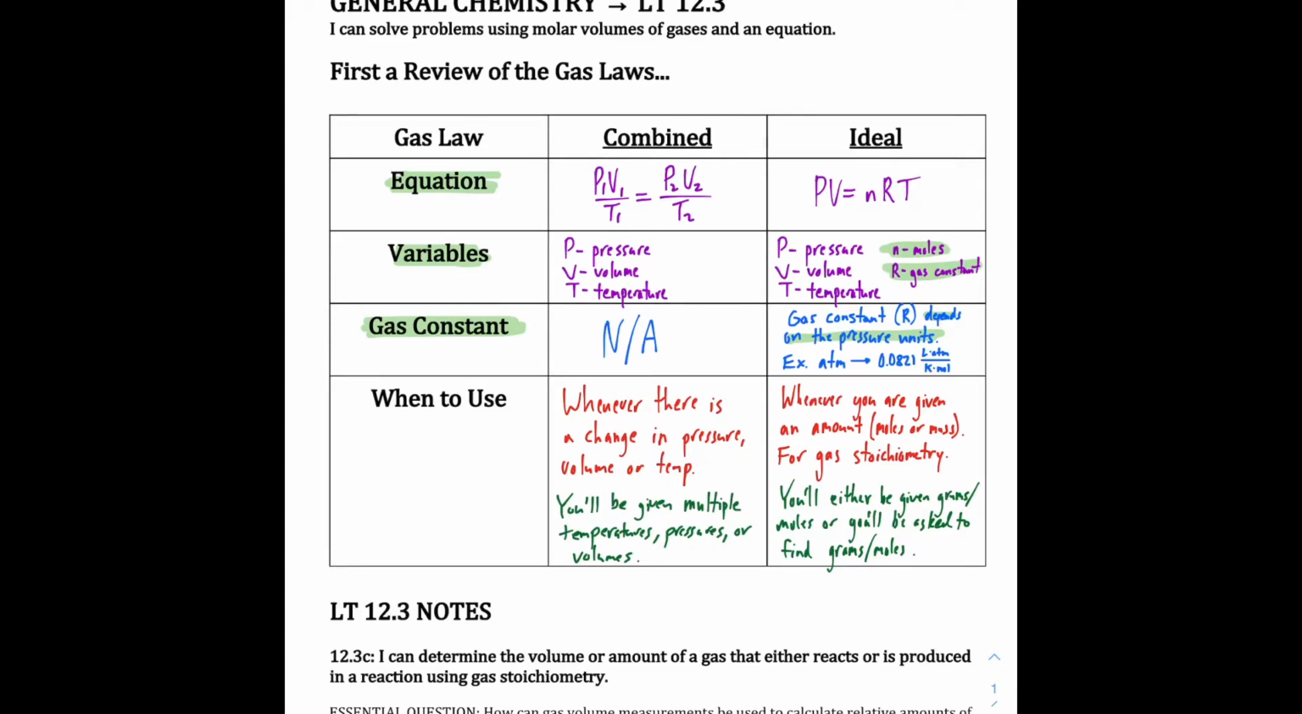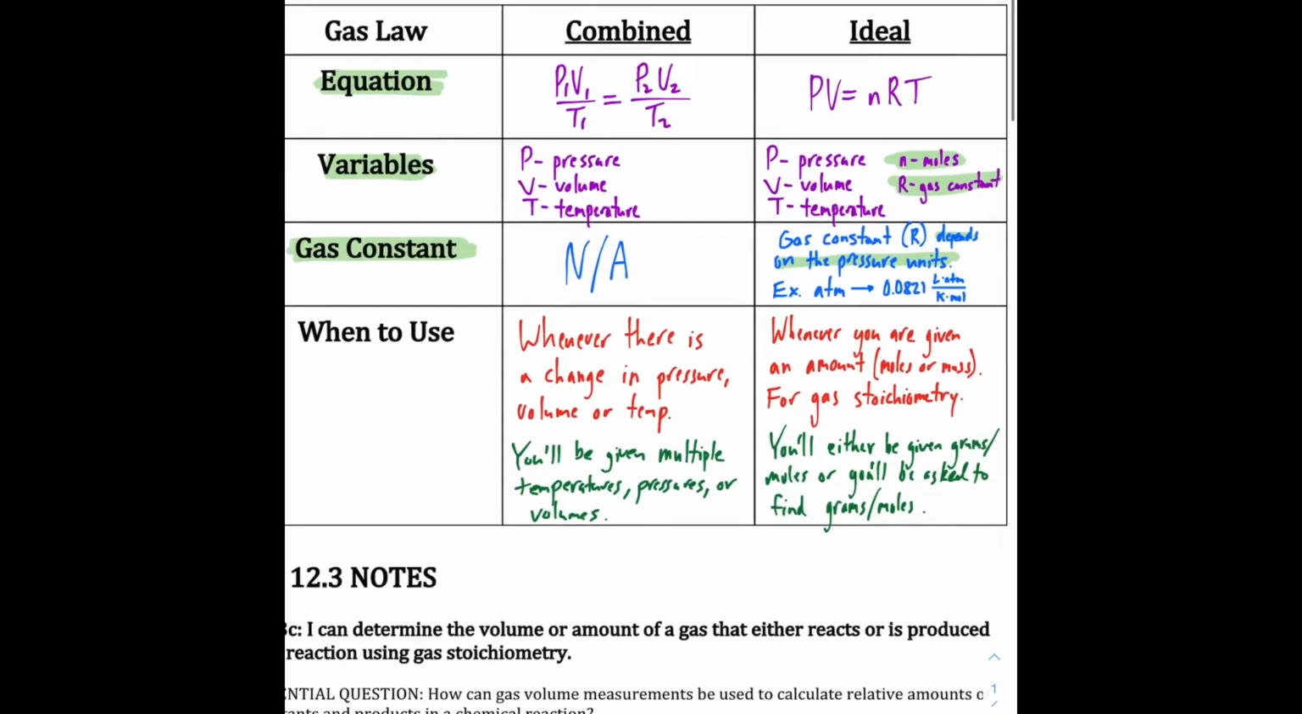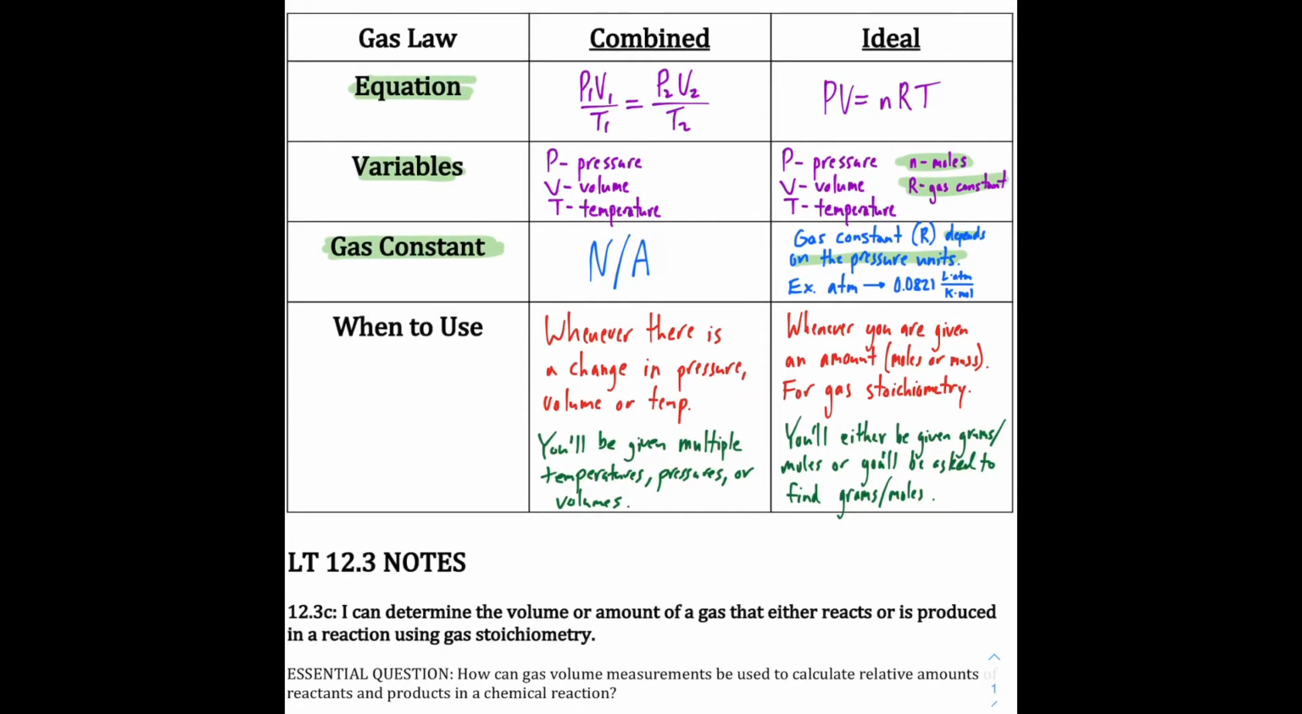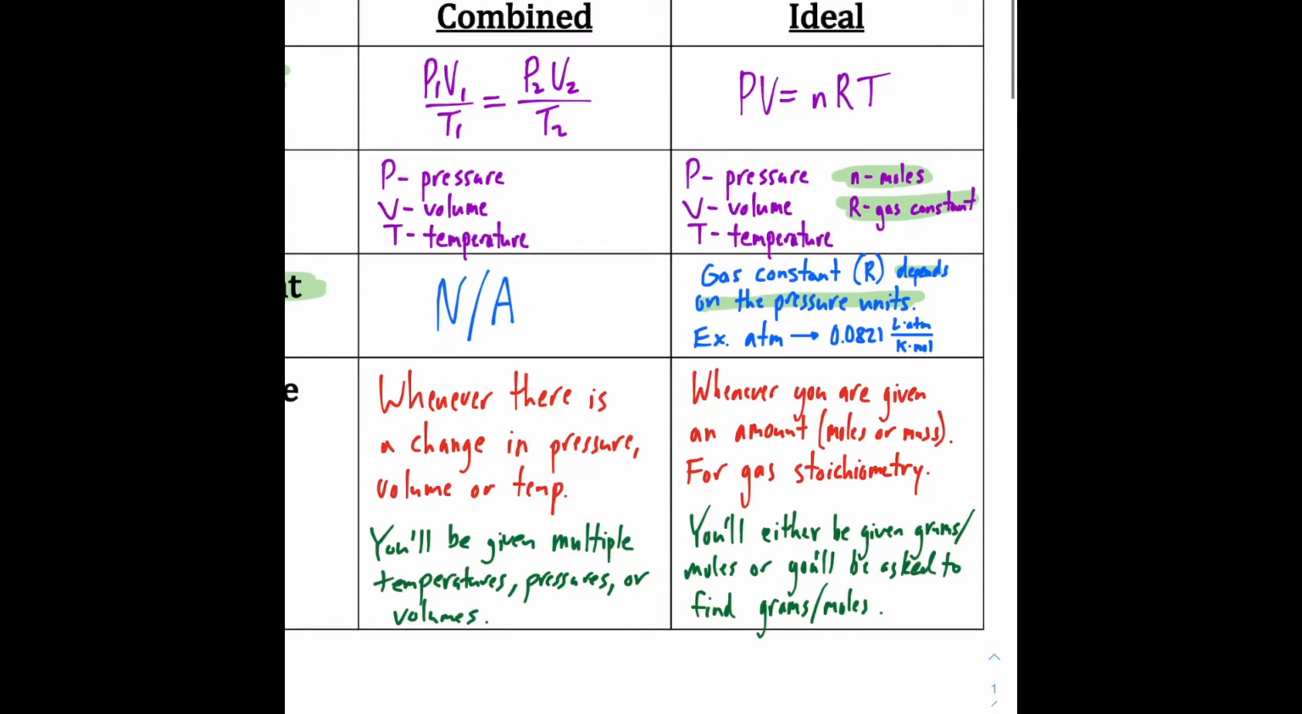Lastly, and this is kind of a big one here, this last row says when to use. Basically, the big difference here is that with combined gas laws, whenever there's a change in your pressure, volume, or temperature, you're going to be given multiple temperatures, pressures, or volumes within the problem. It'll say something like, if the initial pressure is this, or if the initial temperature is this, and then it changes to this, so that's a change in temperature there, and you're usually asked how either the volume or pressure will respond to that change.